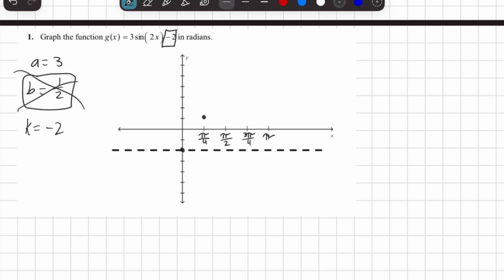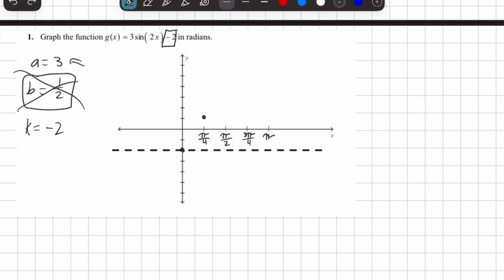And you can check if this is right, because this a value, or the vertical stretch, should also be equal to our amplitude. So if we go up from the midline 3, 1, 2, 3, the point should be there, which it is. Now, you can do the same thing for all the other ones, or you can just do the simpler version where you just know that it's going to come back down, and then the next point's going to go down 3 away, and then it's going to come back.